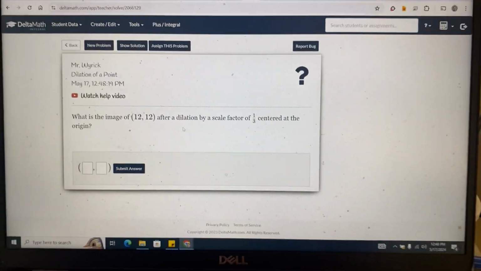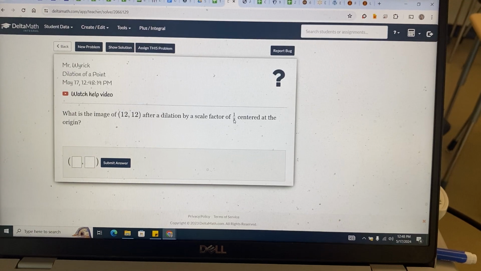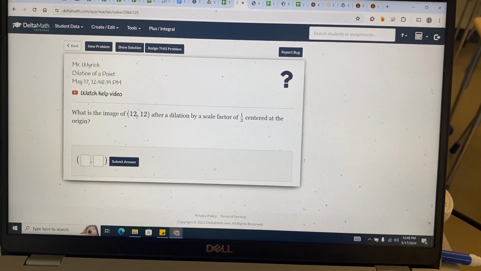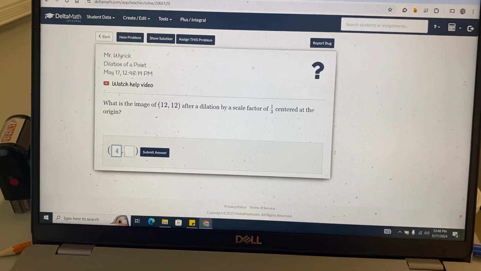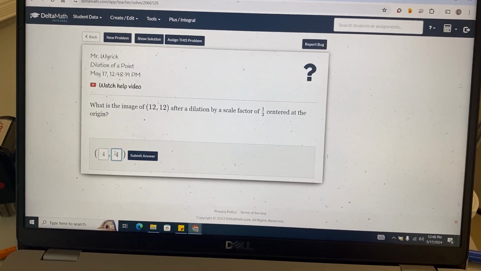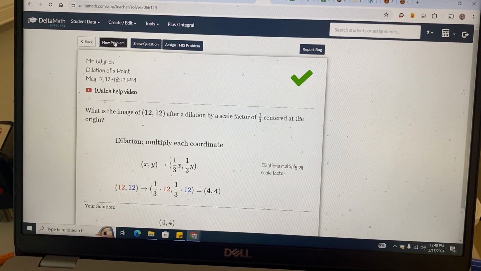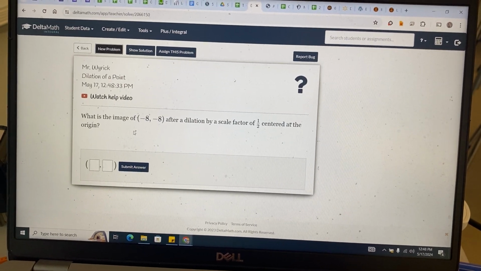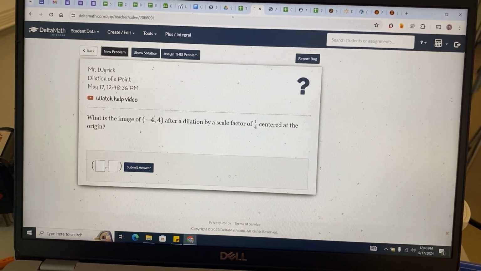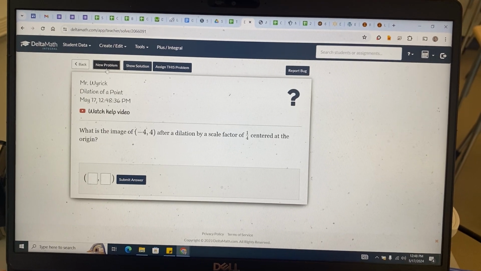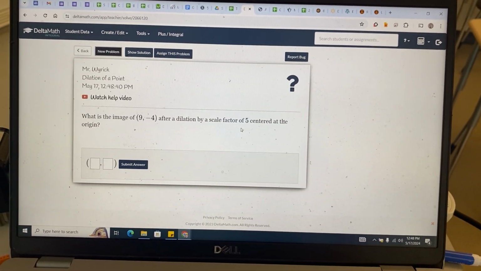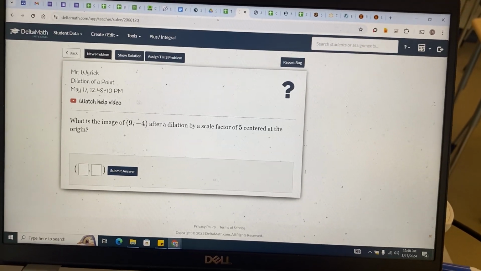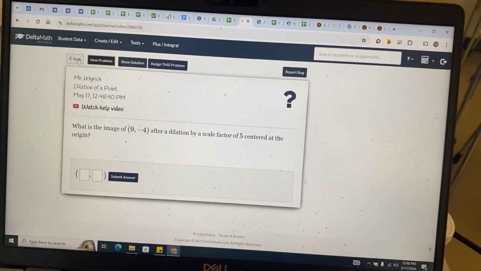When it's dilation, you multiply by the scale factor. Always just multiply, multiply, multiply. So 12 times 1/3 is going to give me 4. And that just happens to be the answer for both of them on this one. If I get another one, scale factor of 1/2, I'm going to cut them in half. Scale factor of 1/4, I'm going to basically divide by 4. Scale factor of 5, I'm going to multiply by 5. If it's negative, it stays negative. If it's positive, it stays positive.